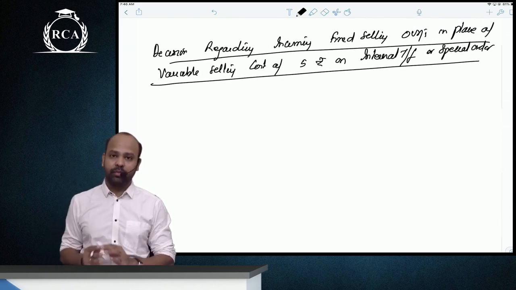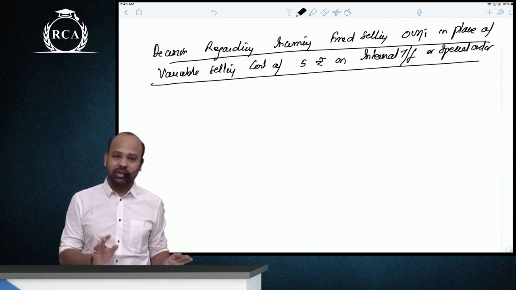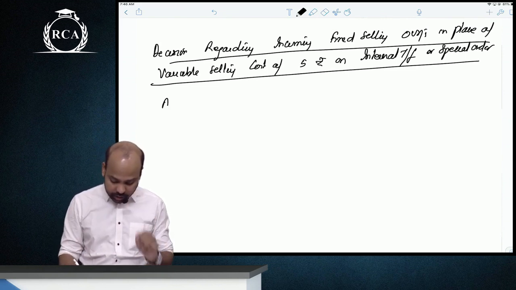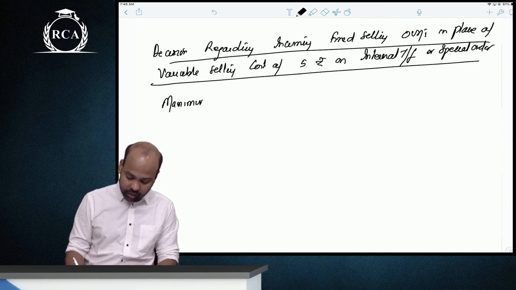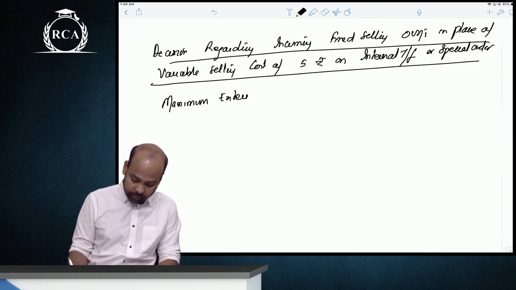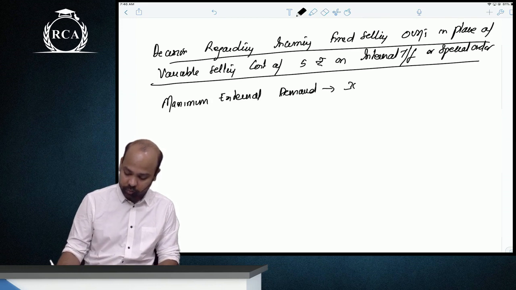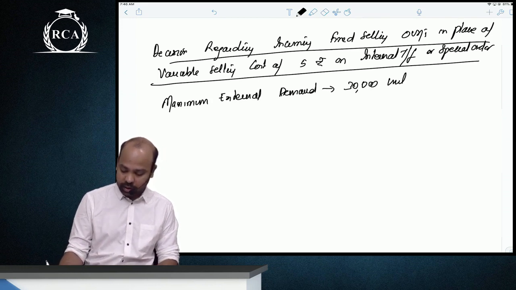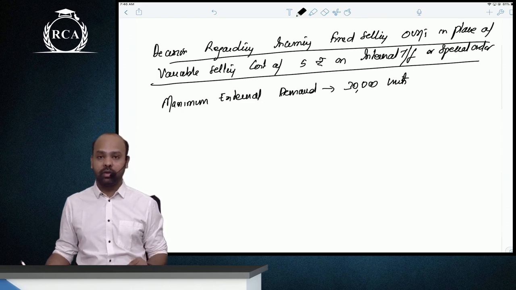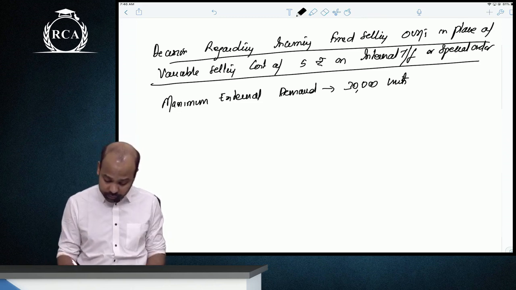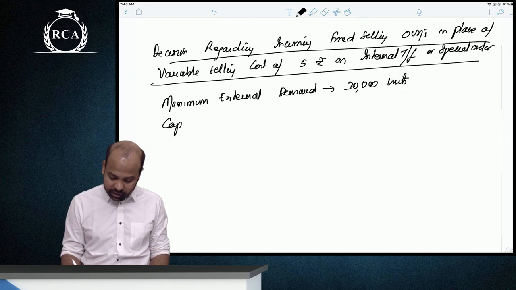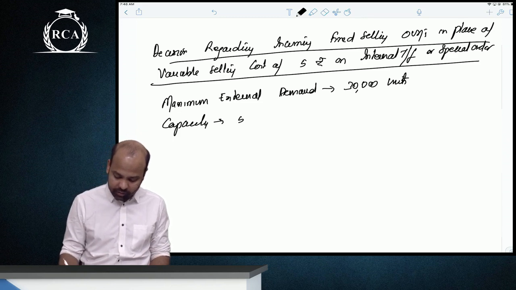देखो guys, I am talking about the worst possible scenario. Remember beta that your maximum external demand beta is only 30,000 units. Yes or no? Yes sir. Listen guys, your maximum external demand beta is 30,000 units. We all know guys that our capacity is 50,000 units.